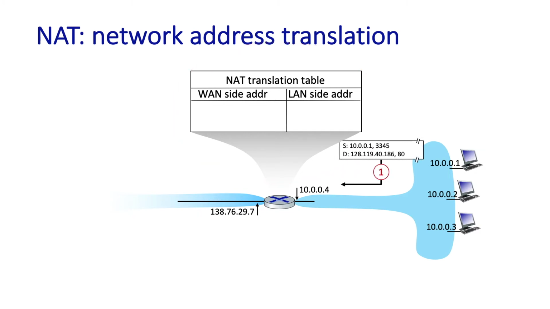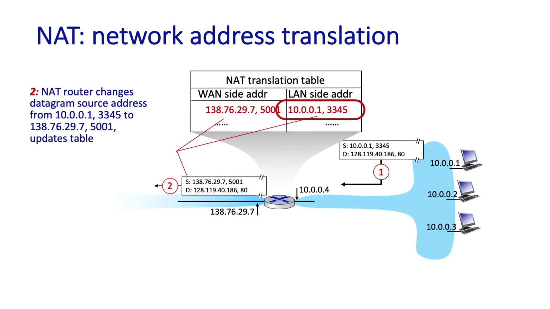In step 1, host 10.0.0.1 sends a datagram with source port 3345 to destination IP address 128.119.40.186, port 80. It's a web server. The datagram reaches the NAT router, which then changes the datagram source IP address from 10.0.0.1 and source port 3345 to IP address 138.76.29.7 and source port number 5001, and updates the NAT table accordingly, as we see here. Note that the destination address and port number are both unchanged in the outgoing datagram.